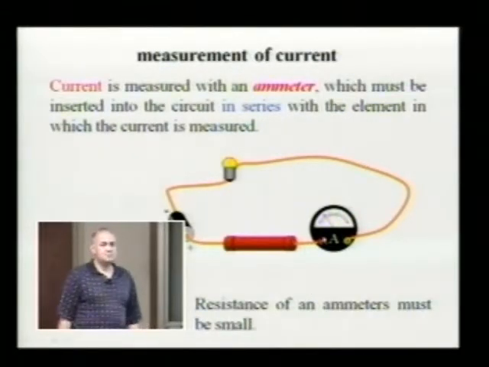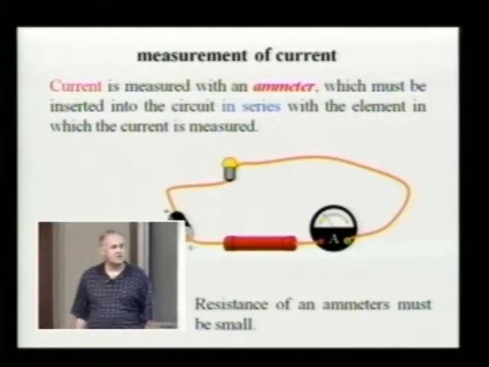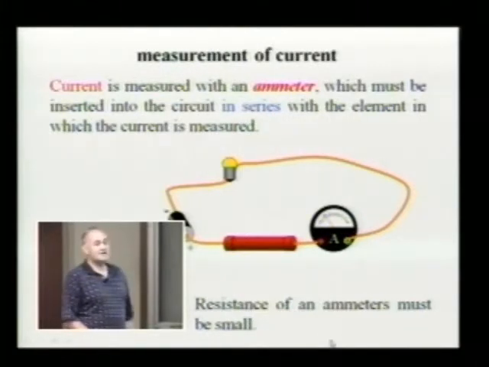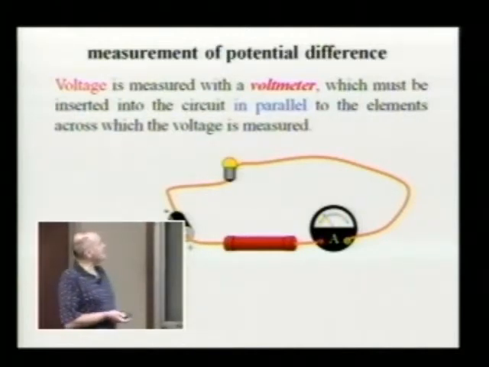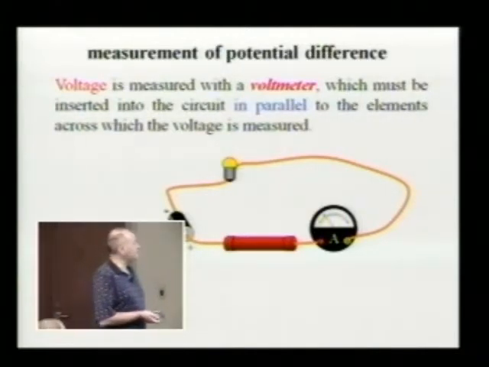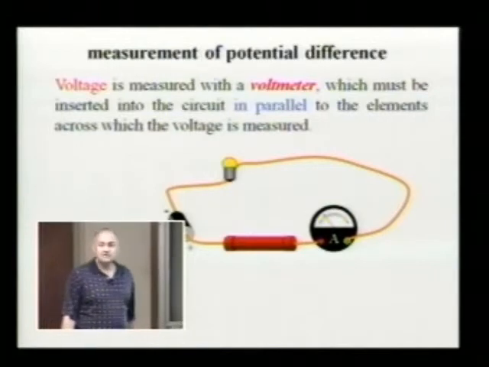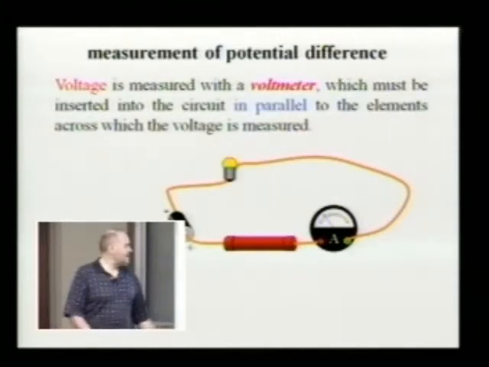Therefore, an ammeter should behave like a piece of wire. And in order to behave like a piece of wire, the resistance of the ammeter must be small. All right. Now, when we want to measure a potential difference across an element, we have to make sure that the potentials between the terminals of the voltmeter are the same as the potentials across the element.